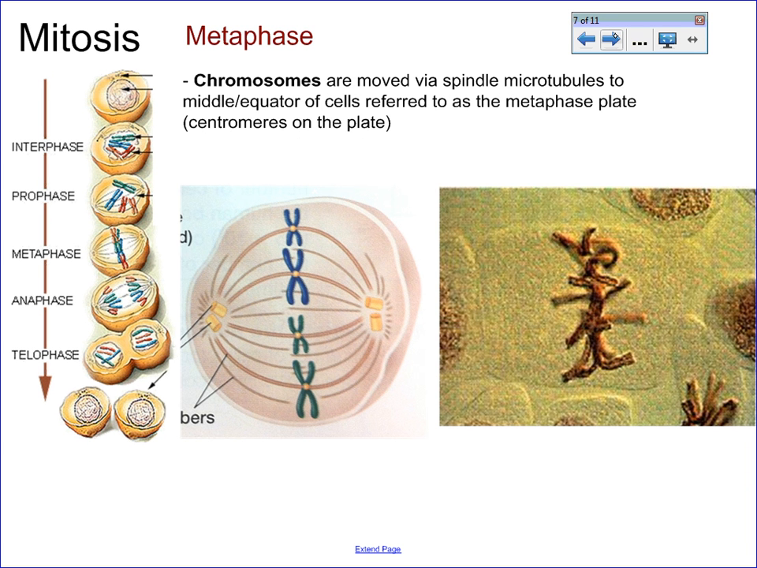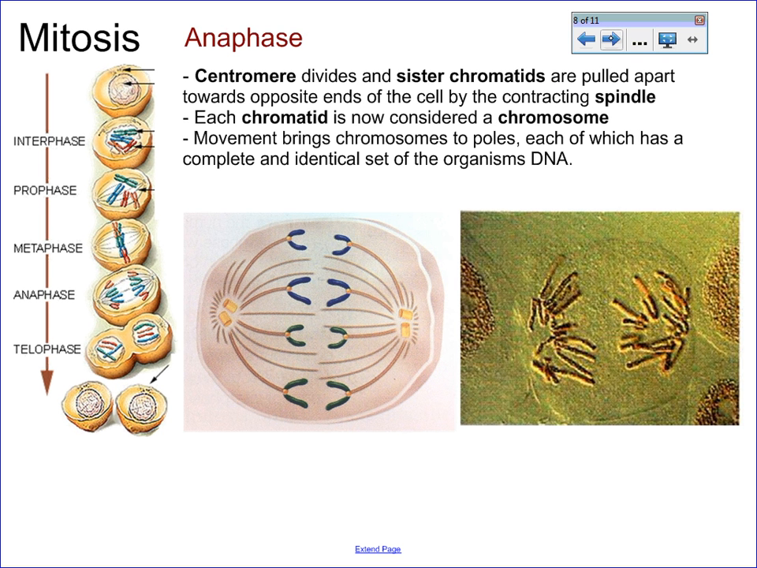In metaphase, those spindle microtubules have grabbed on to the centromere, and specifically this little region of it called the kinetochore. And they have lined these chromosomes up into the middle. Notice that they are still called chromosomes at this point, made out of two sister chromatids. They should be lined up in the equator of the cell, and that can be referred to as the metaphase plate.